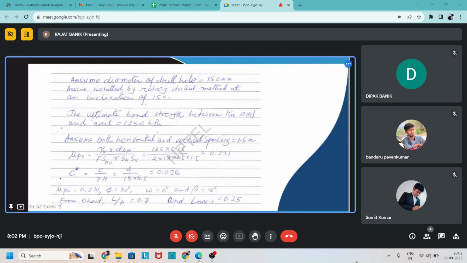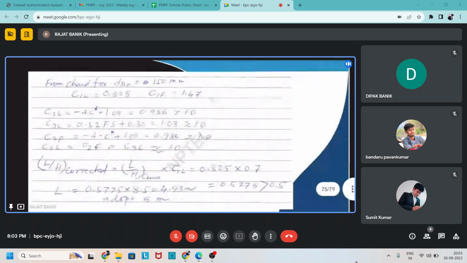we find the coefficient is 2.31, and also find the normalized coefficient c by gamma h, about 0.026. So from the charts for mu p naught 2.31, phi equal to 30 degrees, omega equal to 0 degrees and beta equal to 10 degrees, we find L by H is equal to 0.7 from the chart and T max S is equal to 0.25. After that, we apply the corrections for our requirement.